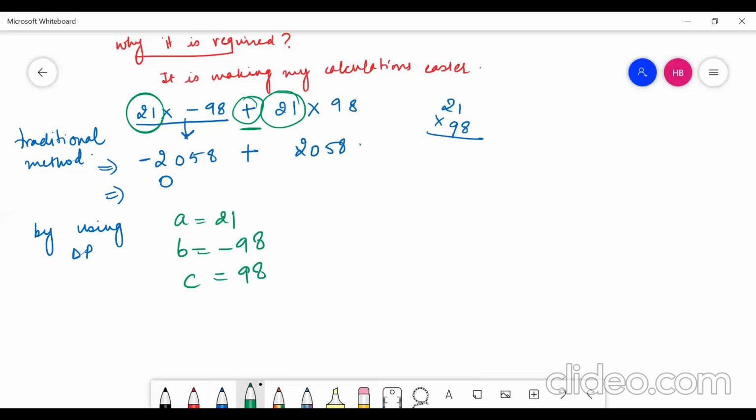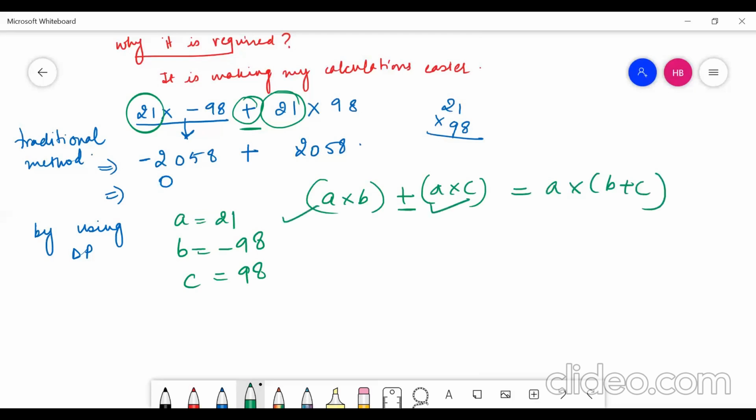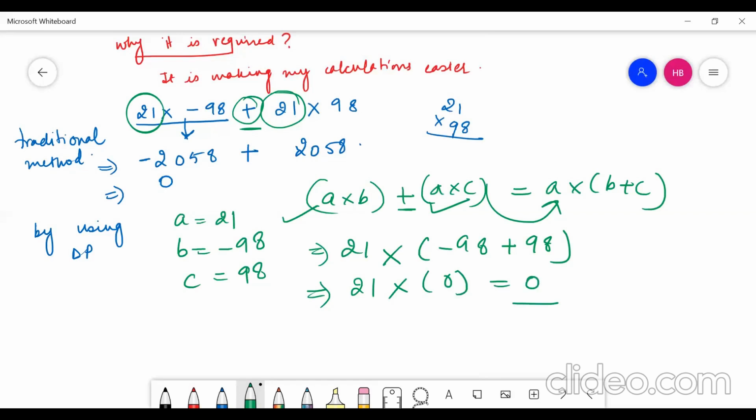Now since I identify that it's in the form of a distributive property, I know that A into B plus A into C is equal to A into B plus C. So instead of doing this and then adding them, can I directly do it like this? In this case, I will have 21 into minus 98 plus 98. Then minus 98 plus 98 will directly give me 0. How much easier it was to solve this question using distributive property, right?